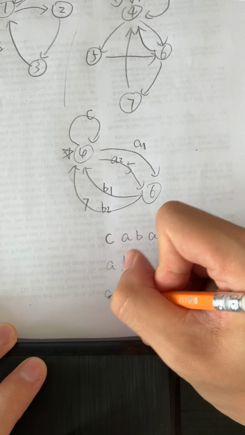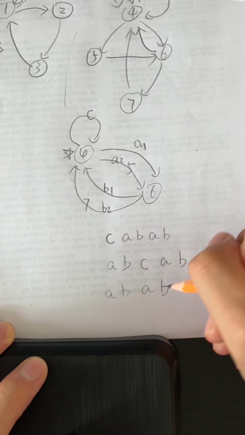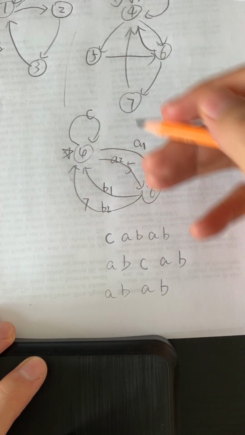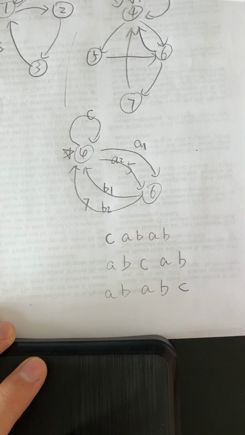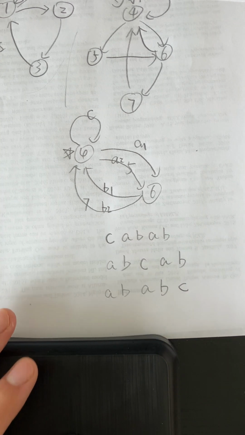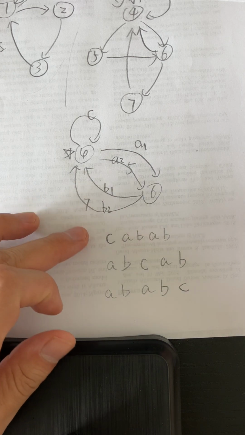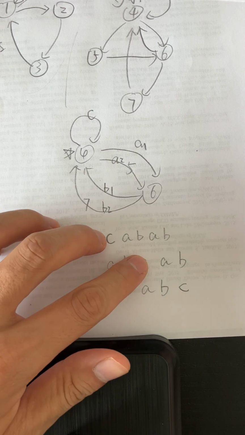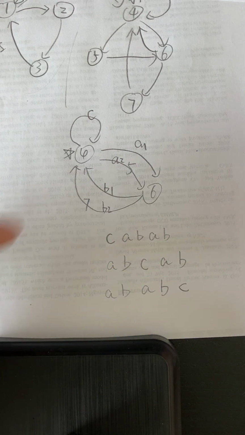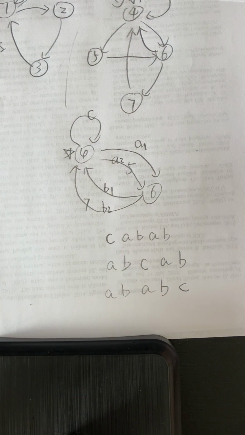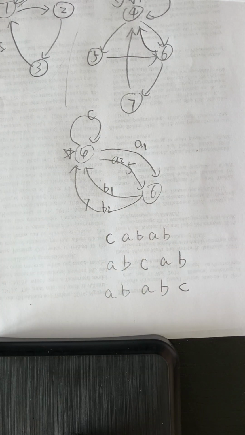Or you can do both ABs and leave this C loop at the very last. So this is also fine, and that's everything you can do. So 3 different structures. You can do the loop first, in the middle, or at the end. But AB must be done in such an order, and not AABB.